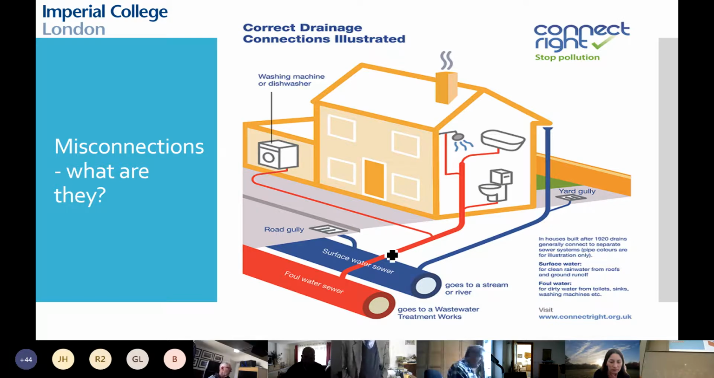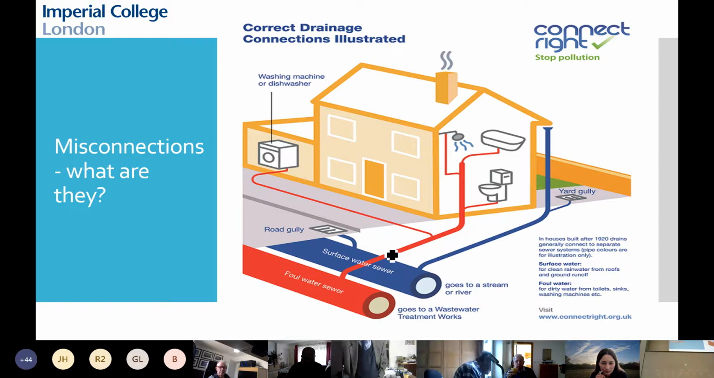So this is the situation where there is a separate system, and misconnections are what happens where somebody's done a bit of DIY, or maybe there was a cowboy builder, or maybe you just don't know that there is a two system sewer going. So you install a washing machine, you do a bit of work, and you connect your water to the nearest sewer. And if it's your new washing machine and it's going into the surface water sewer, that's not a good thing. And it ends up with the sewage going into the river.